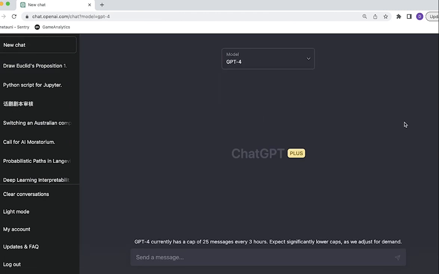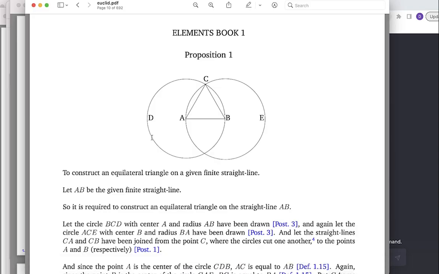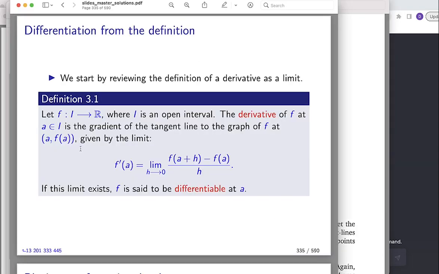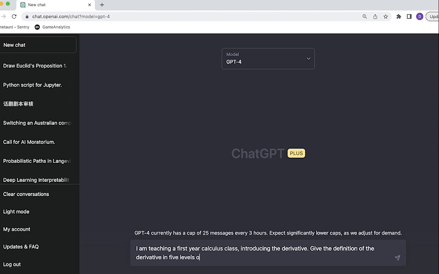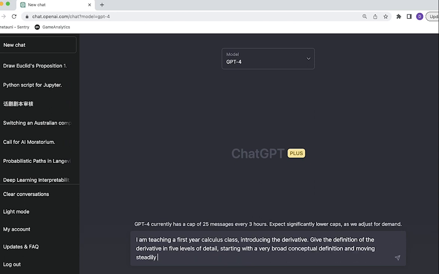Changing tack. I want it to teach my calculus class. That would be awesome. Okay. I am teaching a first year calculus class, introducing the derivative. Give the definition of the derivative in 5 levels of detail, starting with a very broad conceptual definition and moving steadily towards the technical definition with epsilon delta.